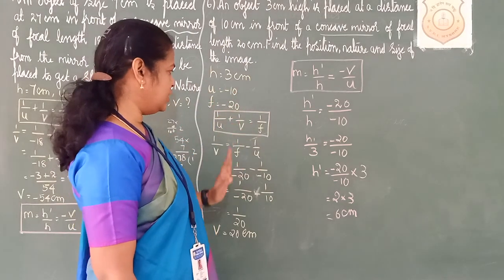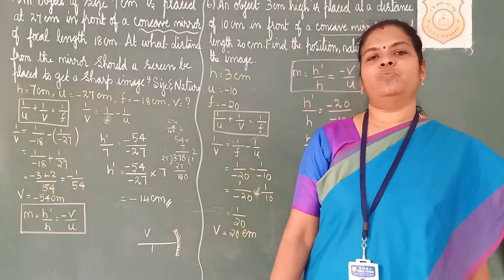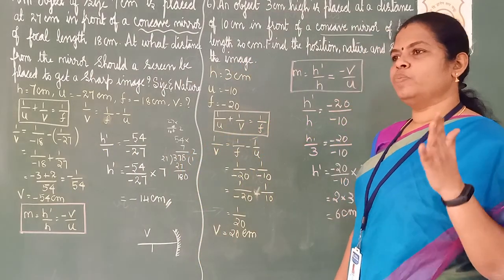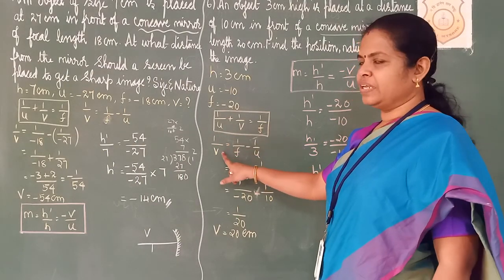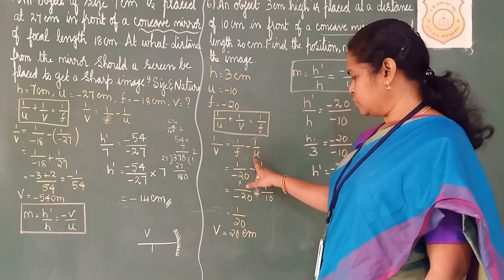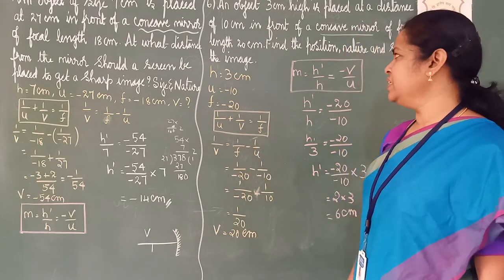If you put the formula 1 by u plus 1 by v is equal to 1 by f, what is that? The mirror formula. Keep this in mind: 1 by u plus 1 by v is equal to 1 by f. You should remember it every time. If you want to find v, then 1 by v is equal to 1 by f minus 1 by u. You will substitute the values and get v is equal to 20 centimeters.